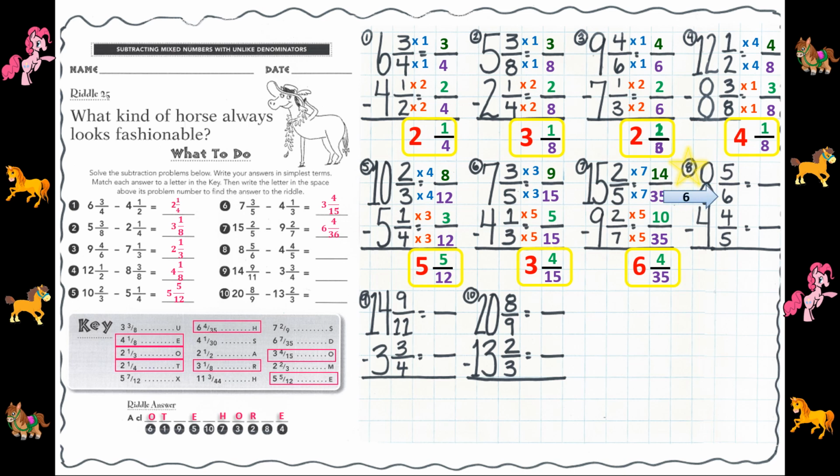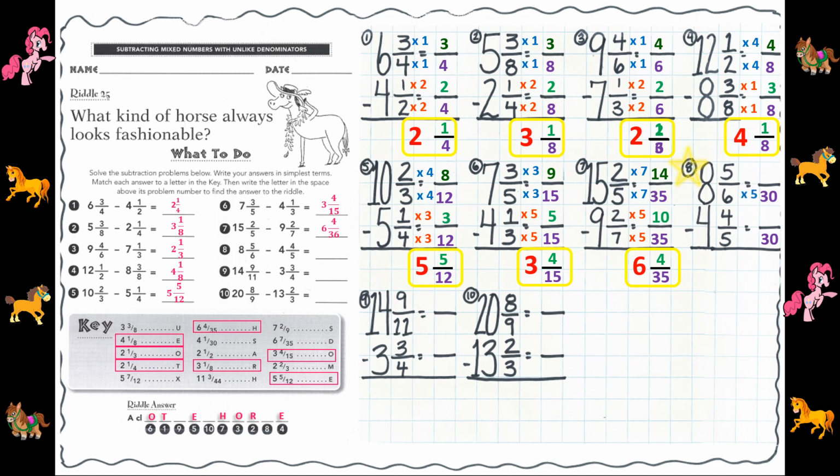6 is the larger denominator. It is not a multiple of 5, so I'm going to double it. 12 is also not a multiple of 5, so I'm going to triple 6 and get 18. 18 is not a multiple of 5. So now I'm going to do 6 times 4, which is 24. 24 is not a multiple of 5. So then I do 6 times 5, which is 30. Obviously that is a multiple of 5.